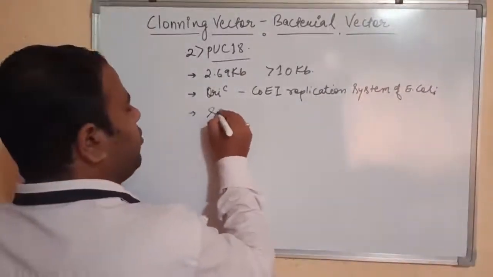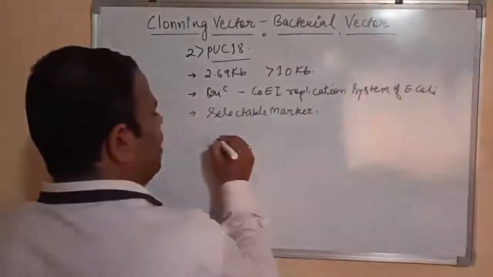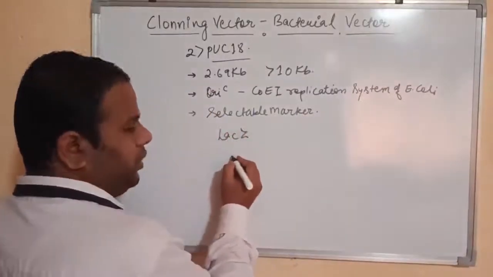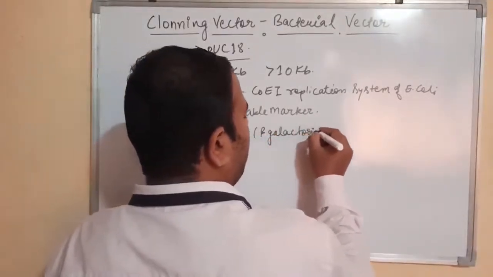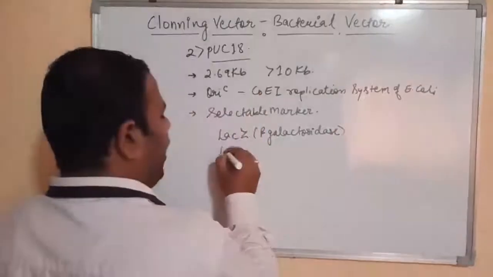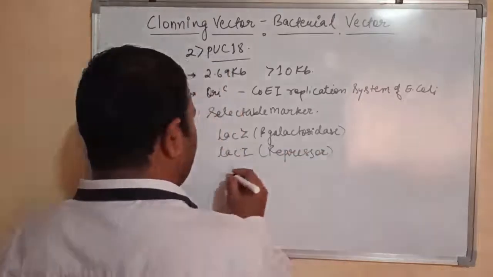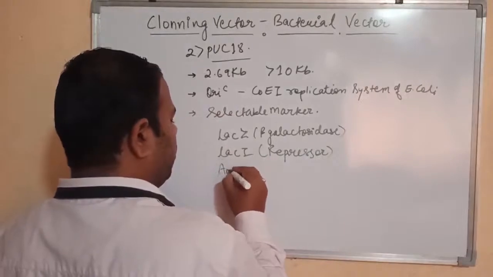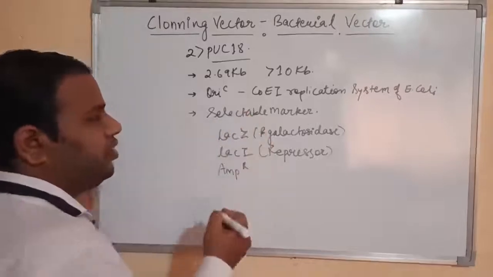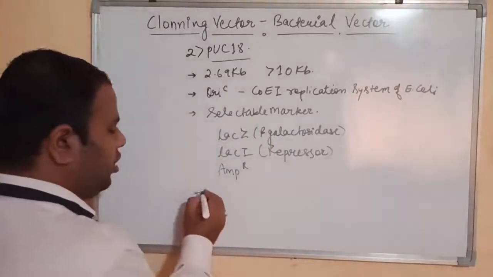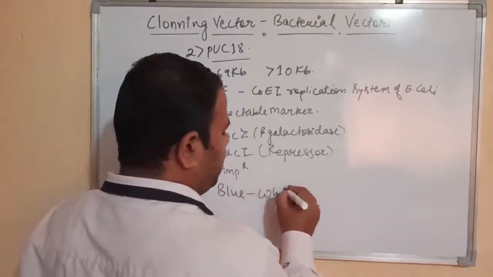There is a presence of selectable marker genes here such as LacZ that codes for the enzyme beta galactosidase, then LacI that codes for the repressor, and there is a presence of an ampicillin resistance gene. Okay, so these are the different markers that are used here for selection. This plasmid helps in selection on the basis of the principle of blue-white screening.